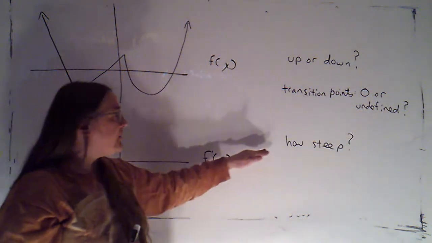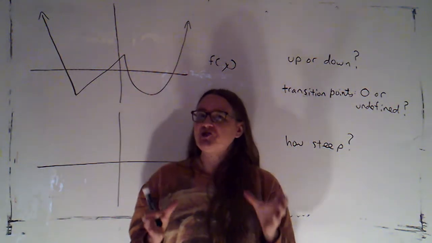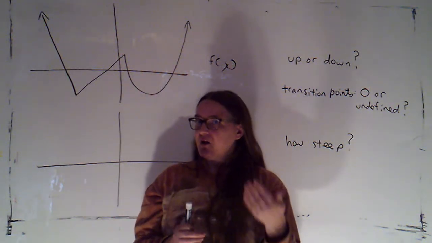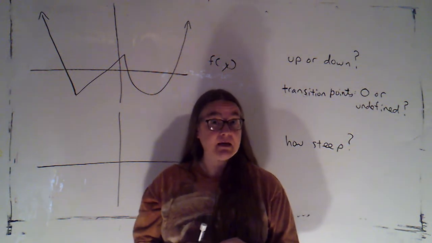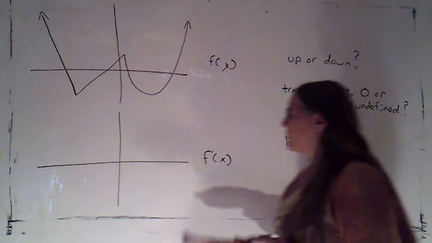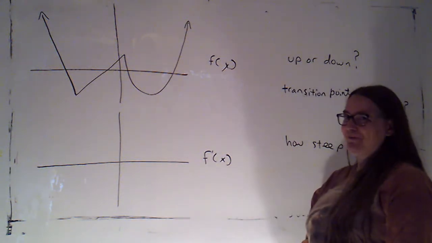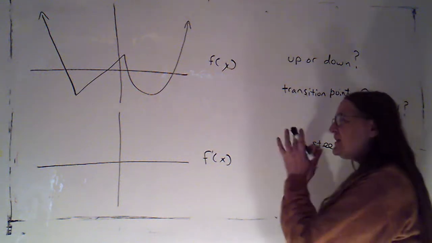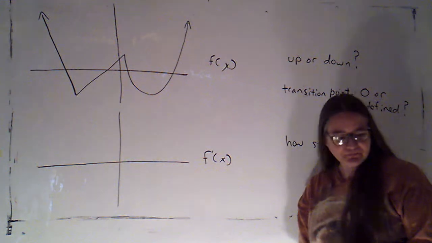And then, how steep is the graph? And in particular, how is the steepness changing? Is it getting steeper or is it getting less steep? Or maybe the steepness is staying the same. And what do those things tell you about the graph of the derivative? This is a challenging problem. Pause the video and give it a shot, then tune back in and we'll work through it together.